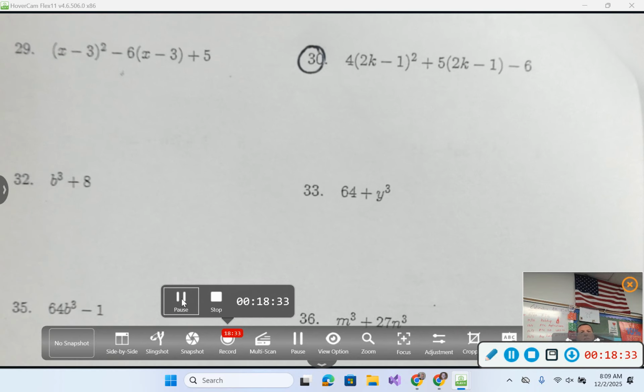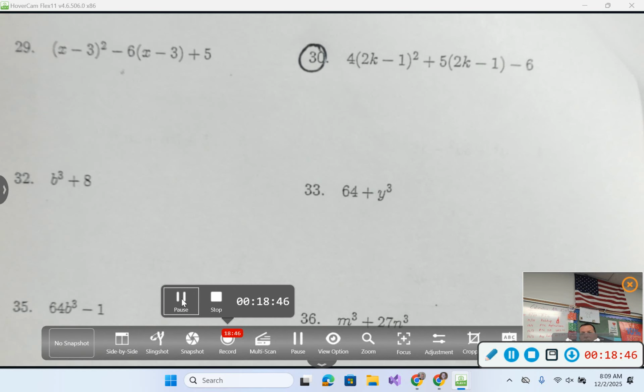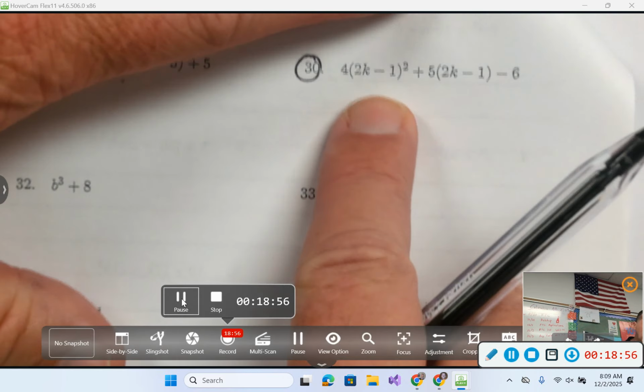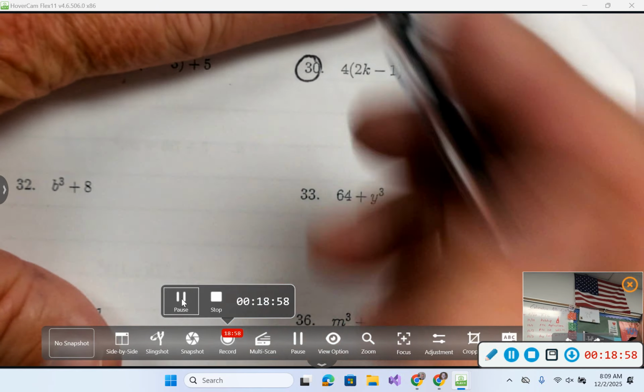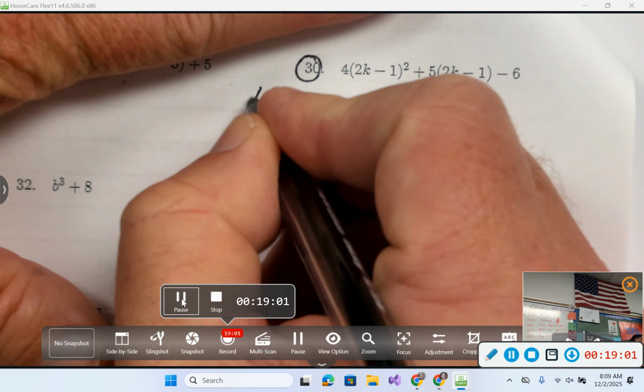30 looks weird, right? I wish something other than 2k minus 1 was there. Like if that was 4x squared plus 5x minus 6, this would be a much easier problem. Yes? I don't like the 2k minus 1. Well, we do this all the time in calculus, and that is, if you see a chunk of stuff that you don't like, you can replace it as long as you tell me what you're doing.